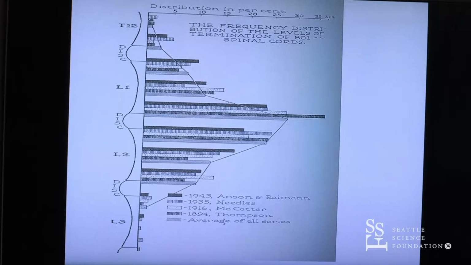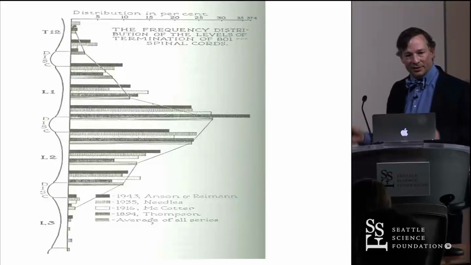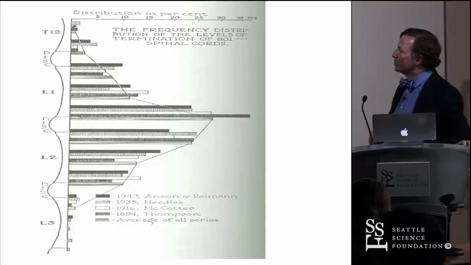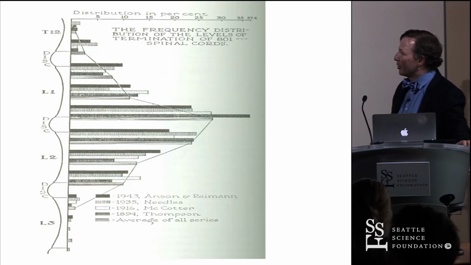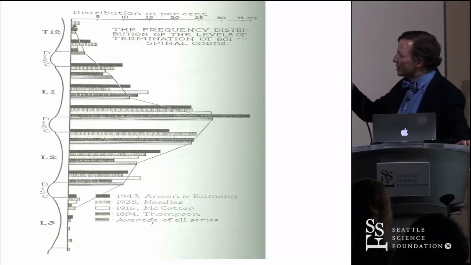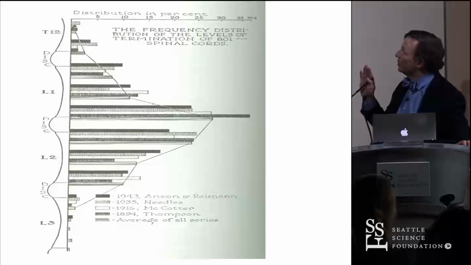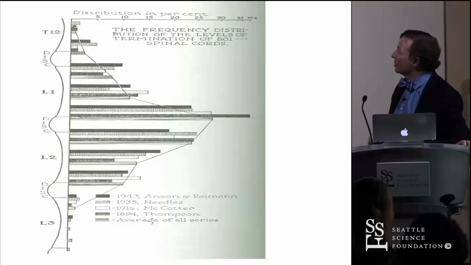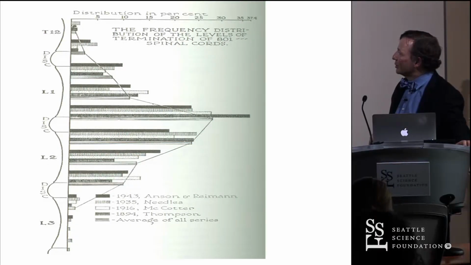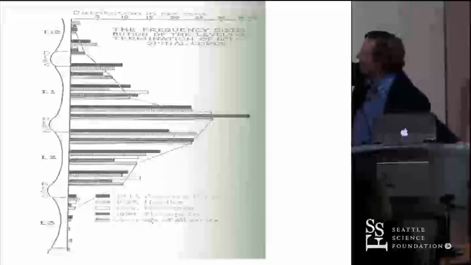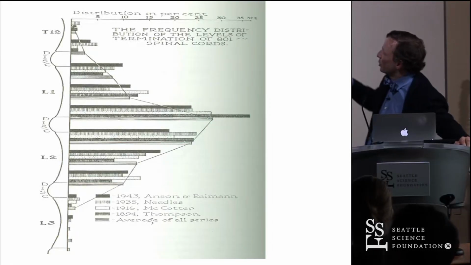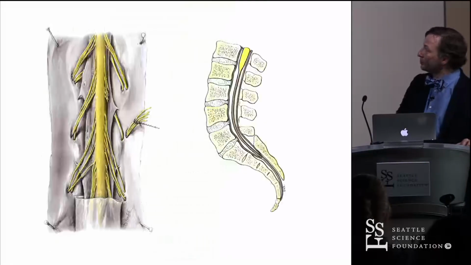This is the distribution of where the conus ends. I said it always ends at L1, L2, but man is a variable structure, so you can see it end as low down as L3. This is an older study of over 800 conuses, and you can see that the L1 and the L1-2 disc is where most people's conus will end.